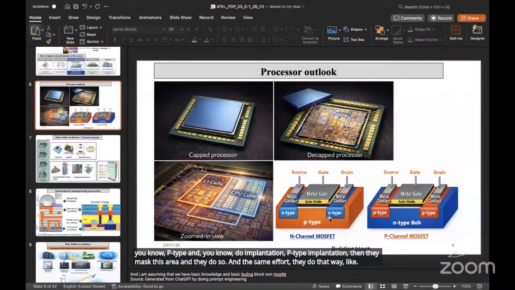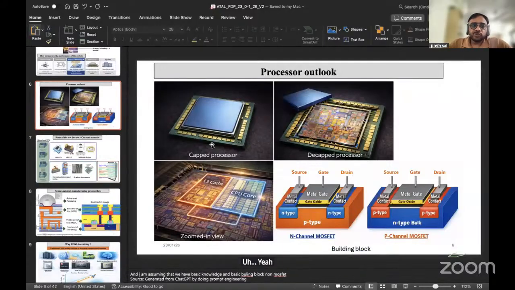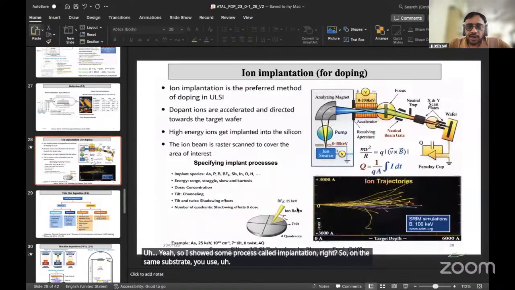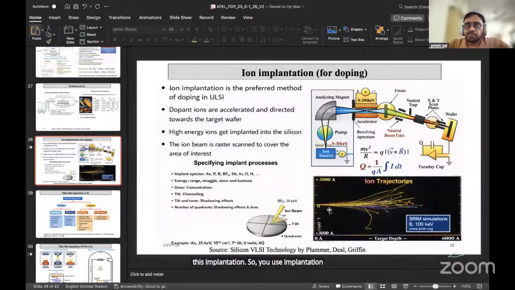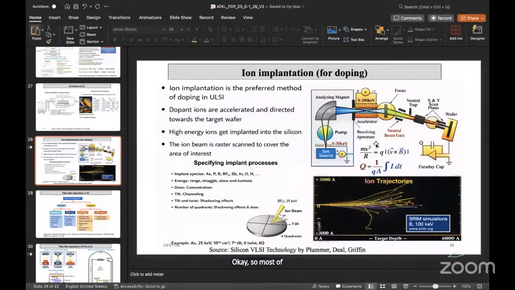In terms of substrate, I just have to select the substrate. I showed a process called implantation, right? On the same substrate, you use this implantation to create the P well or N well first. So let's take P silicon, then you create a well. You mask one area, which stays P, and you create the N well, then you do all the other processes the same. Most of the time we are using NMOS.